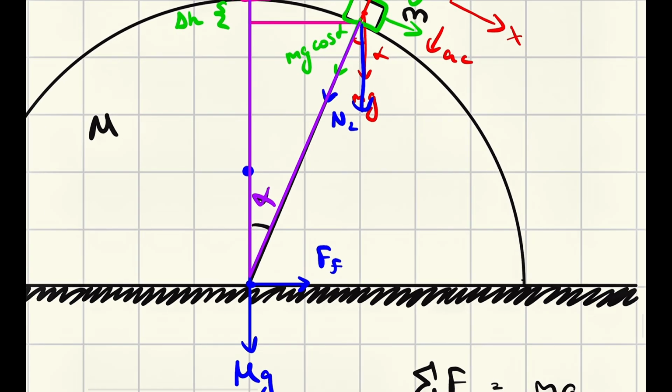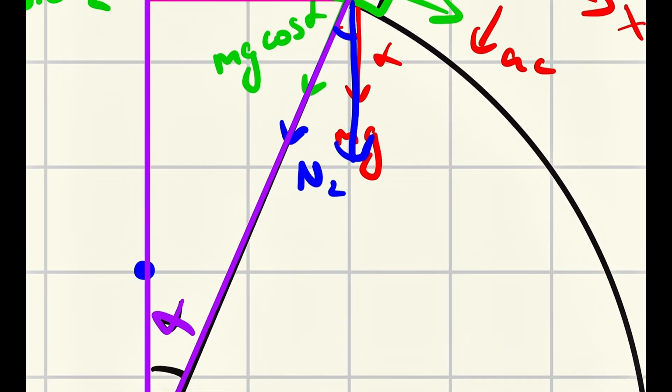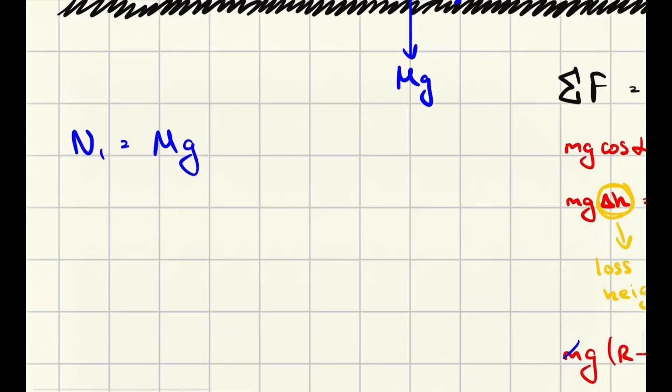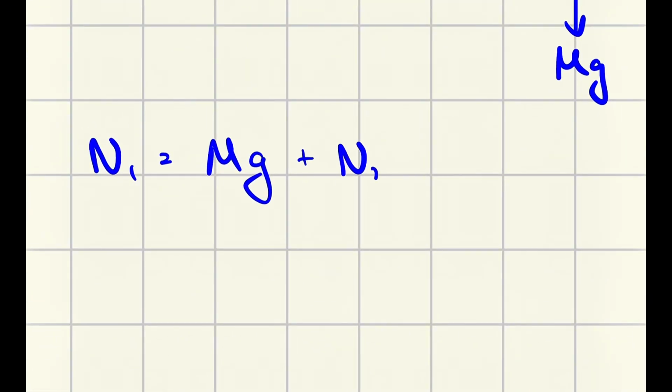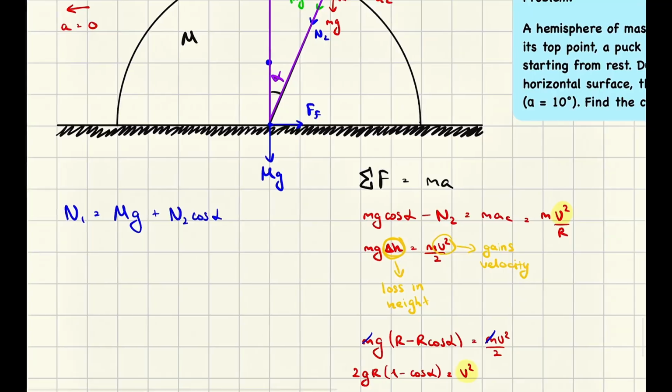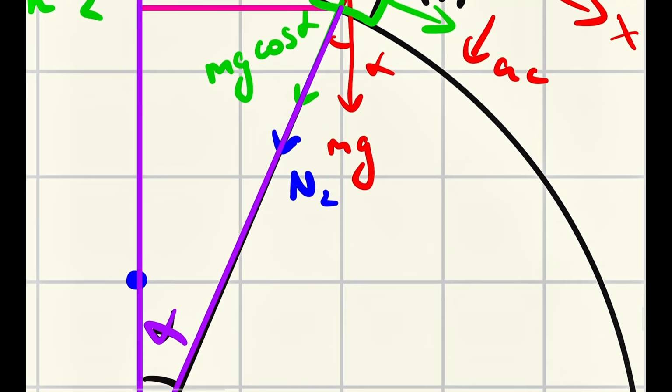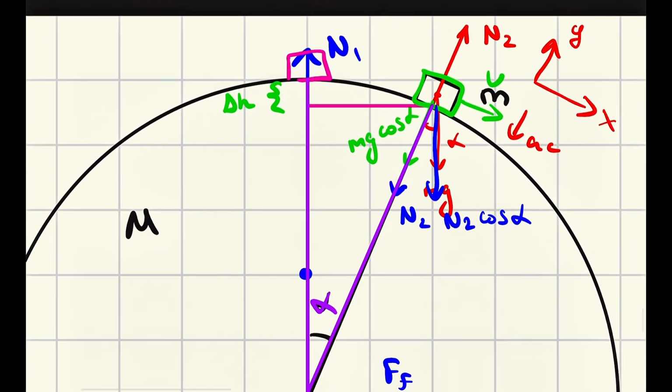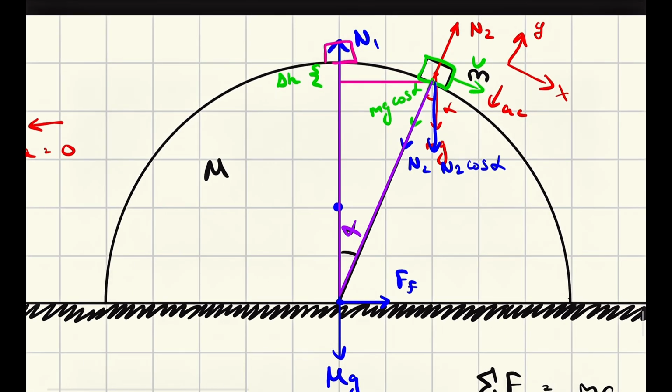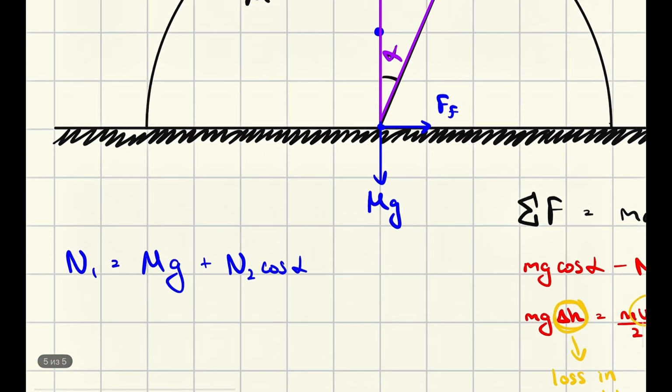So this thing is going to be what? If this is alpha, this is N2 cosine alpha. N2 cosine alpha, adjacent again, okay? Plus N2 cosine alpha. They have help of each other. mg pulls downward, N2 cosine alpha pulls downward, N2 cosine alpha, and N1 pulls upward. However, they are in equilibrium vertically. That's why we can say that N1 equals huge mg plus N2 cosine alpha. It does not move vertically.